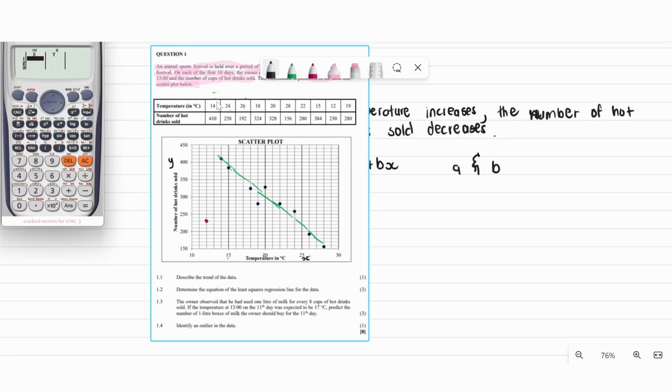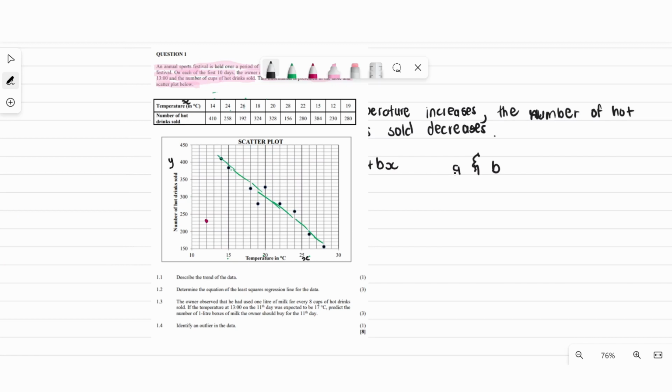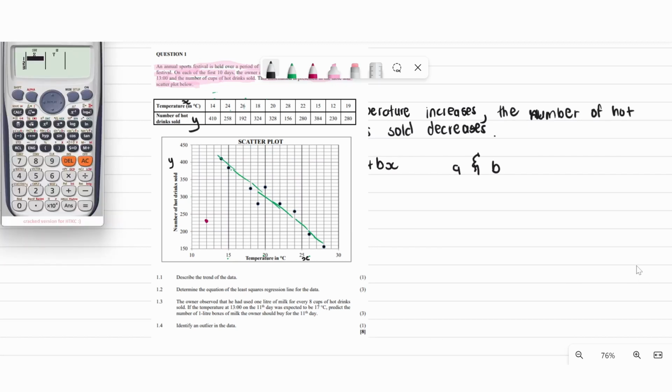The temperature is our x values, as I said. So this is going to be our x and this is going to be our y. In the x column, you're going to put in the x values. So let's do that. You're going to say 14 because that's the first one, then equals. Then you're going to say 24, equals. Keep on doing that until you put in all the data. The last two is 12, then equals. Then the last one is 19, then equals.